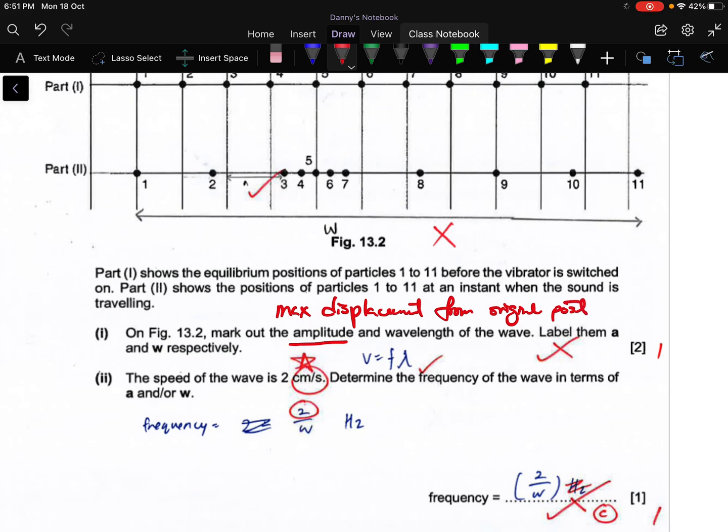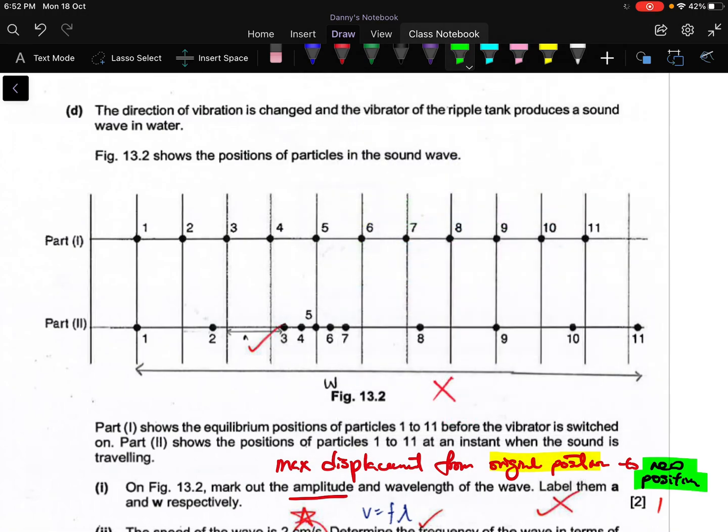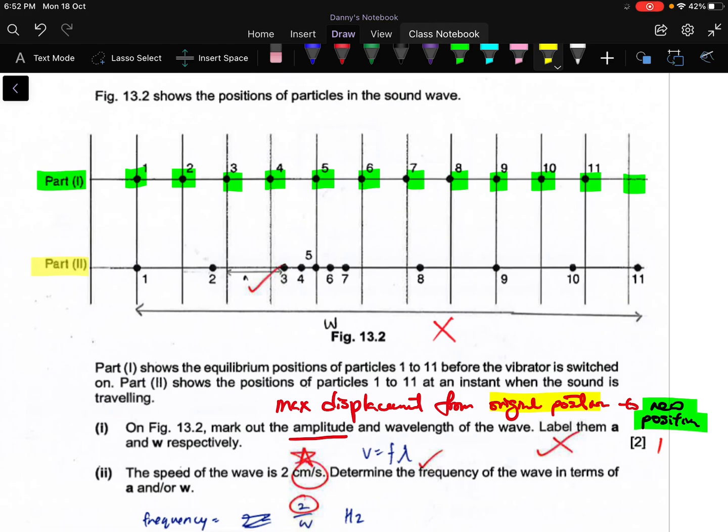to the new position. So what do I mean by original position and what do I mean by new position? So down here you can see that in part I, they gave you the original position of each layer of air molecule. Then in part 2, they give you the new position, whereby 1 is still at the same place. So what is this displacement here? Displacement of 1 is 0, right? Displacement of 1 is 0. What is displacement of 2?